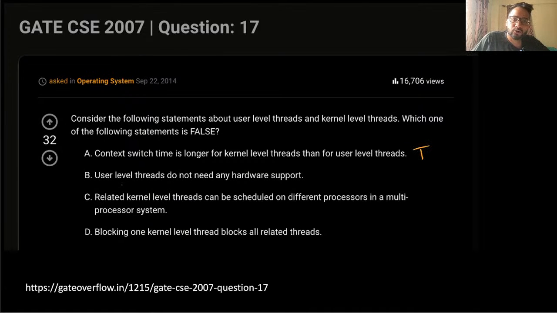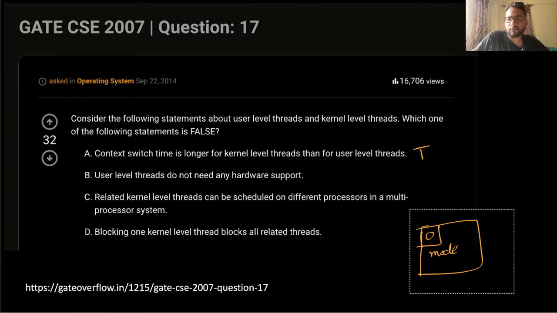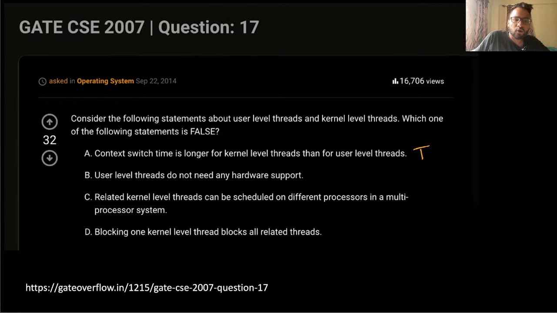Seems true. User level threads do not need any hardware support. Yeah, why would they need it? Because in the hardware there is a bit called the mode bit. In the CPU itself there is in fact a flip flop, called the mode bit, that is either 0 or 1. It depends on whether you are running in kernel mode or user mode. So you do not need any mode bit to change. That's why it is also true.